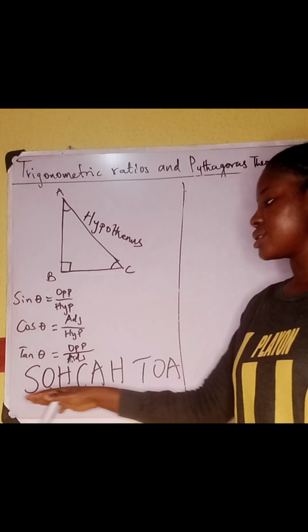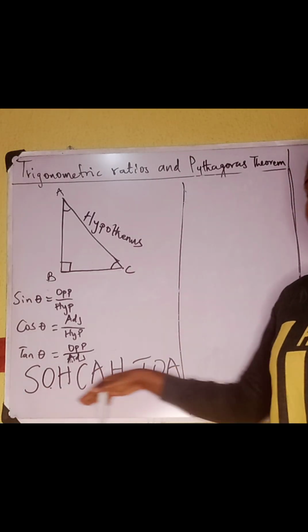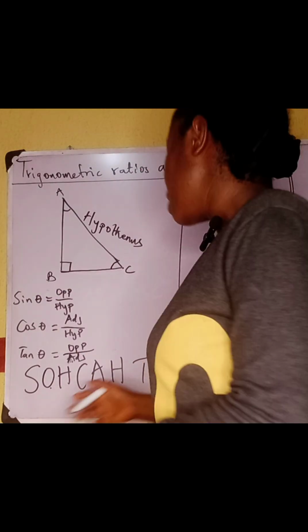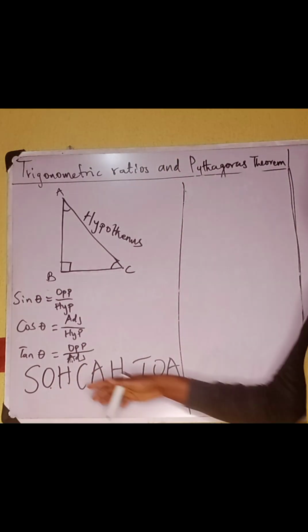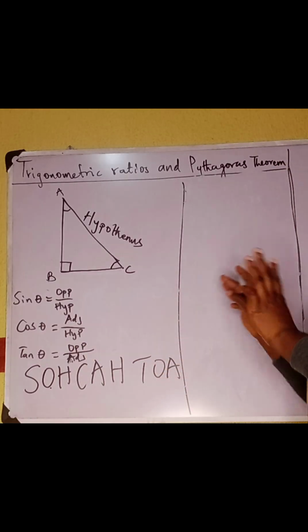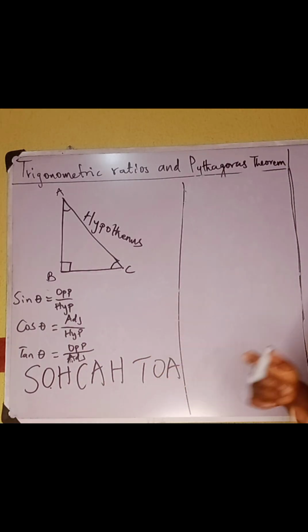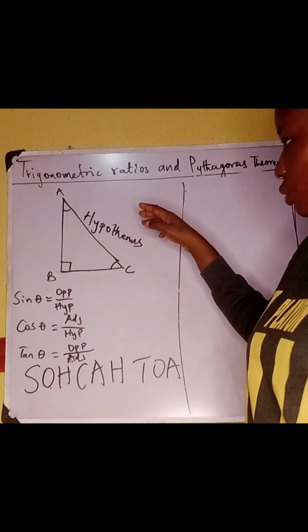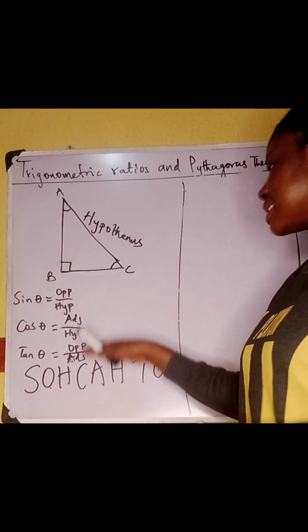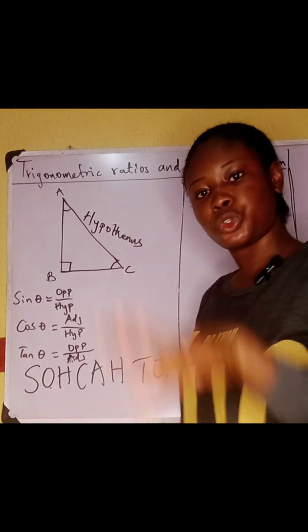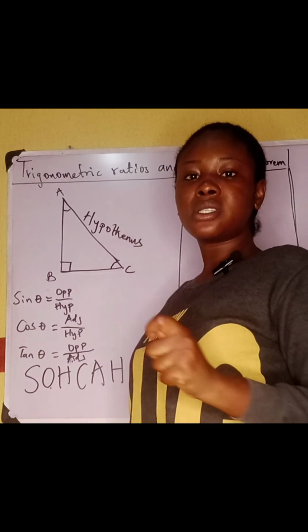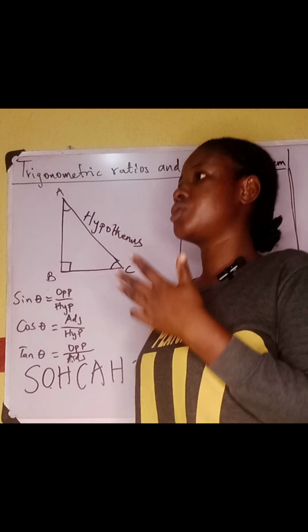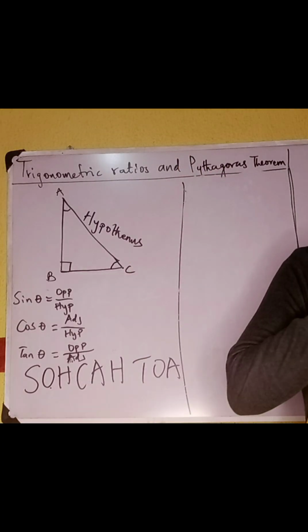Now, if you can memorize this SOHCAHTOA, say it with me: SOHCAHTOA. If you can memorize this and know how to spell it, you'll be able to deal with any trigonometric problem. Now, remember, the longest side is the hypotenuse. So this adjacent, opposite, hypotenuse you are hearing, they are the names of the three sides of a right angle triangle.